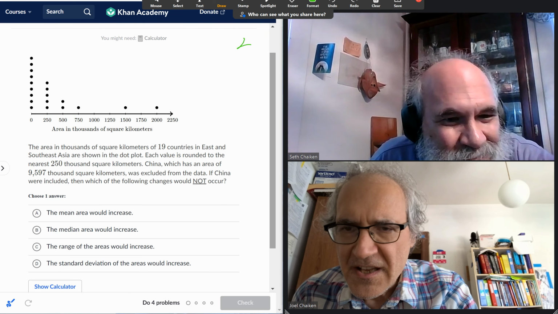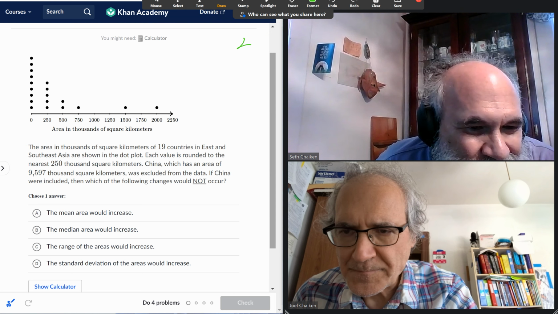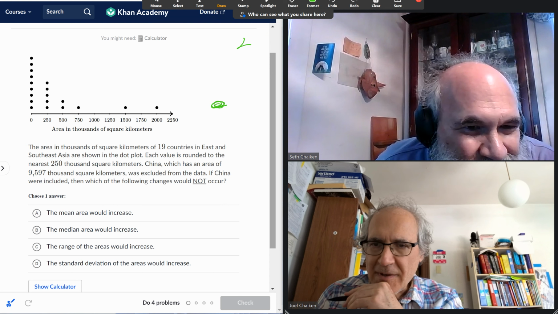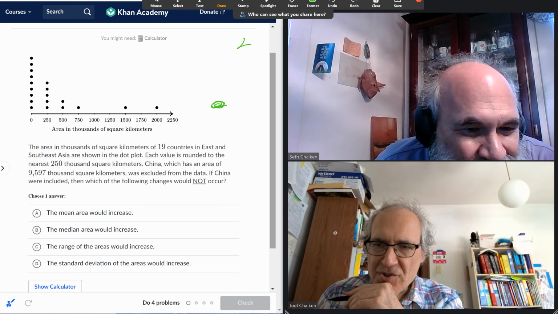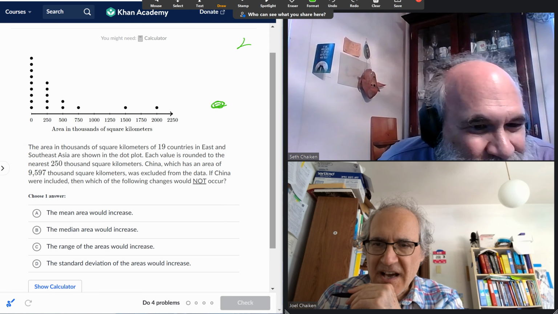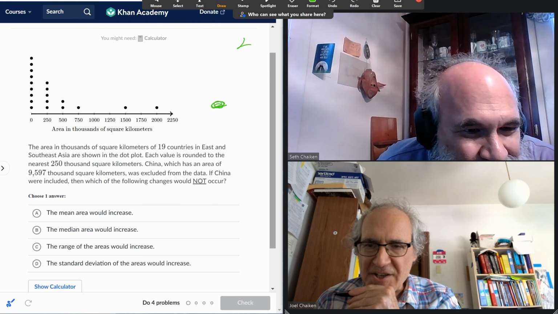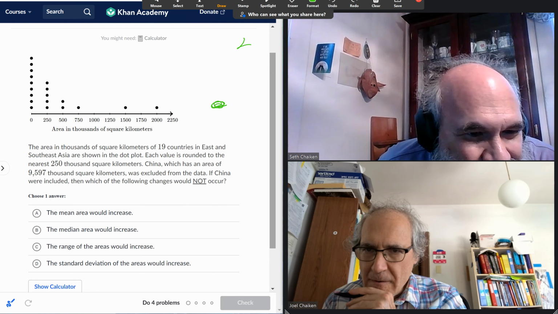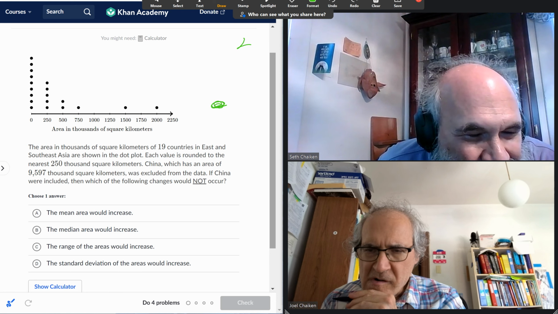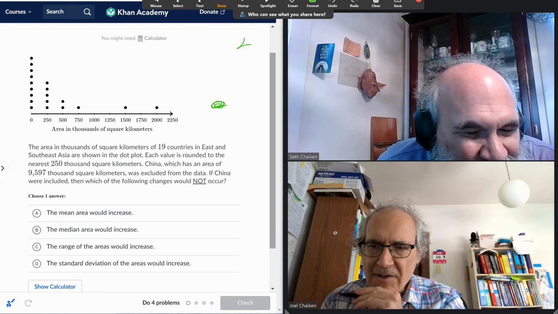China would be out here, right? China would be somewhere out here. Big number. Huge country. Okay. So if China were included, which of the following changes would not occur? Which of the following would not change? The mean area would not increase. The median area would not increase.